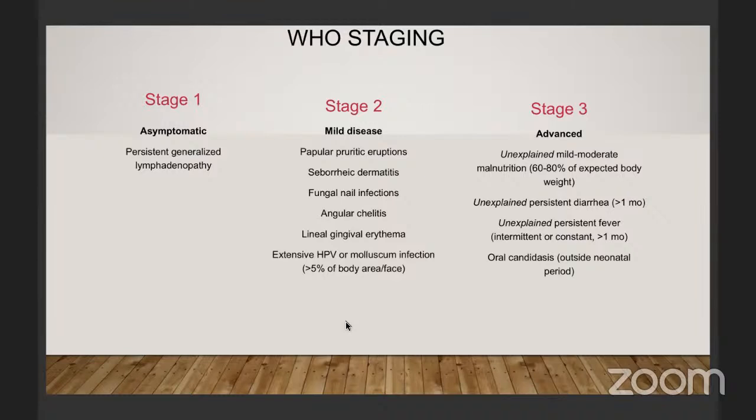World Health Organization staging, we have 4 stages. Stage 1 is asymptomatic, or the child can present with persistent generalized lymphadenopathy. And then stage 2, mild disease. They can have papular pruritic eruptions, seborrheic dermatitis, fungal nail infections, angular cheilitis, linear gingival erythema, extensive human papillomavirus or molluscum infection that can occupy greater than 5% of the body area or the face.